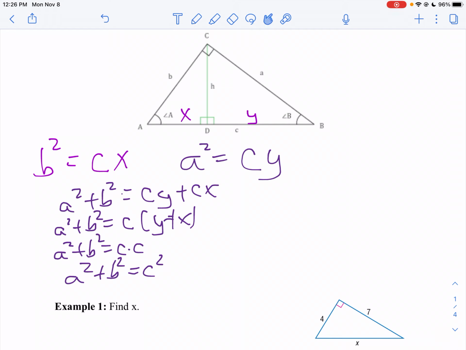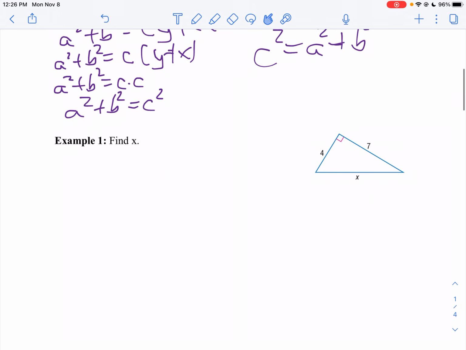A lot of times you're going to see, instead of saying a squared plus b squared equals c squared, I'm going to write the hypotenuse squared equals the leg squared plus the leg squared. Because what you really need to do when you use the Pythagorean theorem is identify which one is the hypotenuse. So if we take a look at example 1, I want to find x. Notice x is the hypotenuse, isn't it?